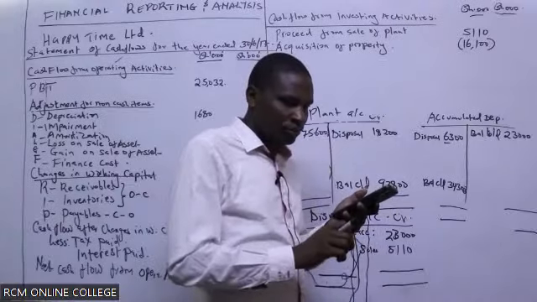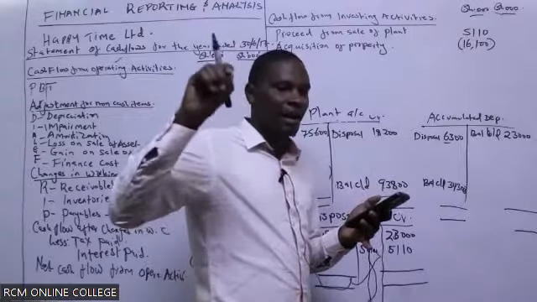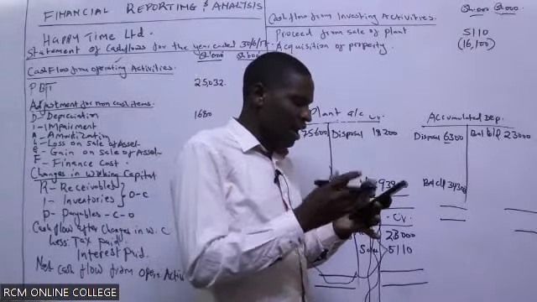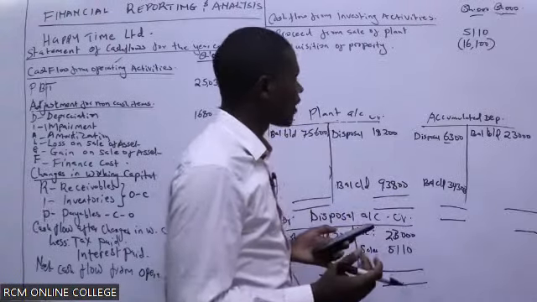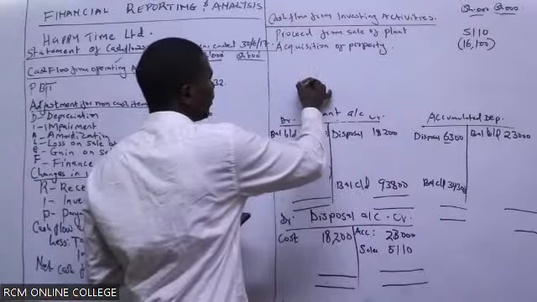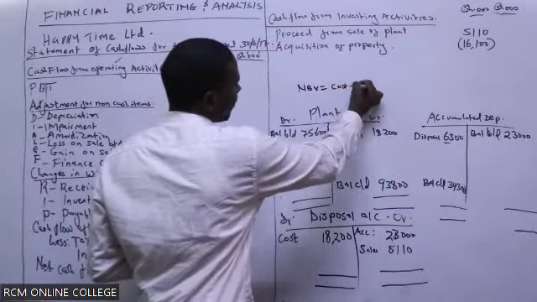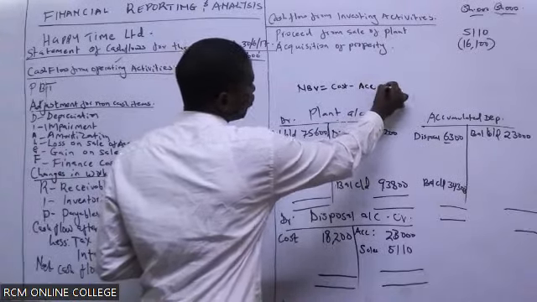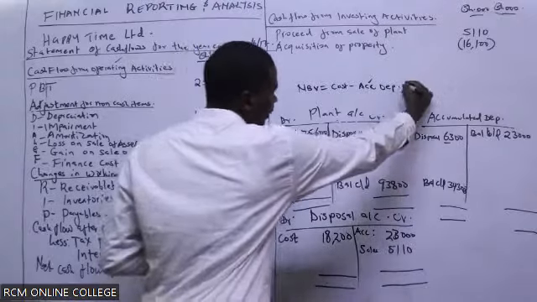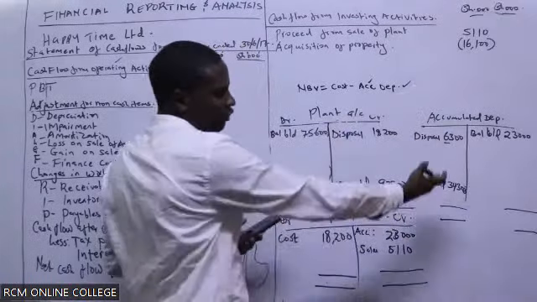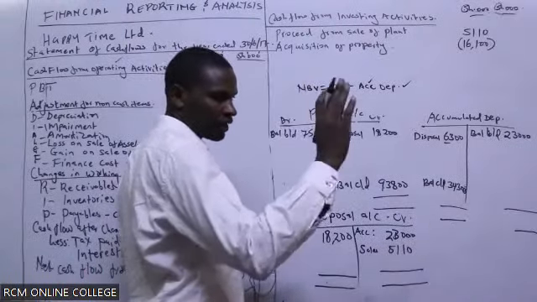Remember what we say? Net book value is given by cost minus accumulated depreciation. We have cost here, and then accumulated depreciation, so that we get net book value. Let me remind you, net book value is equal to cost minus accumulated depreciation. Are we together? That is why we are using that.